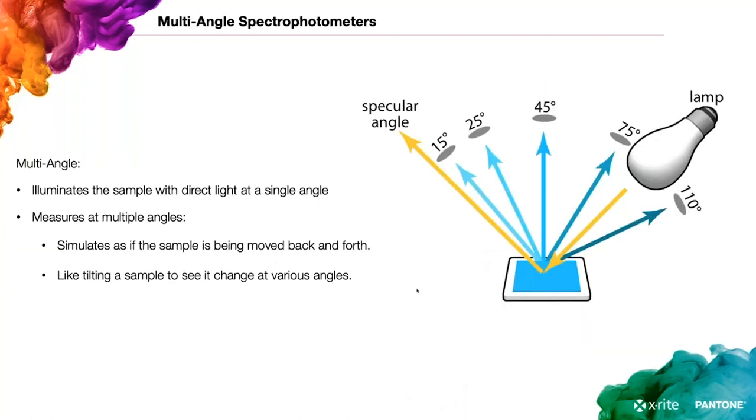So this is one of the final devices we have, which is a multi-angle spectrophotometer. So think of these as kind of like a 45-0 device, except they can measure at more angles. They illuminate the sample with direct light at a single angle, and they measure at multiple angles. So again, it kind of simulates as if the sample is being moved back and forth, like tilting a sample to see a change at various angles. You've done that with paints, depending on the flake or the mica that's in the pearlescent paint, you can rotate the paint, or think about looking at the surface of a car. You can see the different angles. Sometimes the paint appears very dark, sometimes the paint appears very light. And this kind of captures that information.